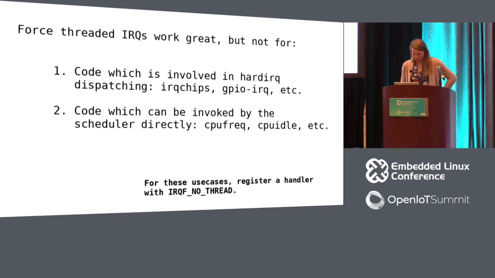It's also not great in the case where you can be invoked by the scheduler directly. There is a class of device drivers in the kernel tree right now that can be invoked by the scheduler itself, things like cpufreq. These cannot be threaded. So if these drivers are requesting interrupts, you need to register these interrupt handlers with an extra flag. If you use request_irq or request_threaded_irq, there's a flags parameter. IRQF_NO_THREAD is what you can pass to cause the interrupt core to not thread your interrupts. So keep that in mind.